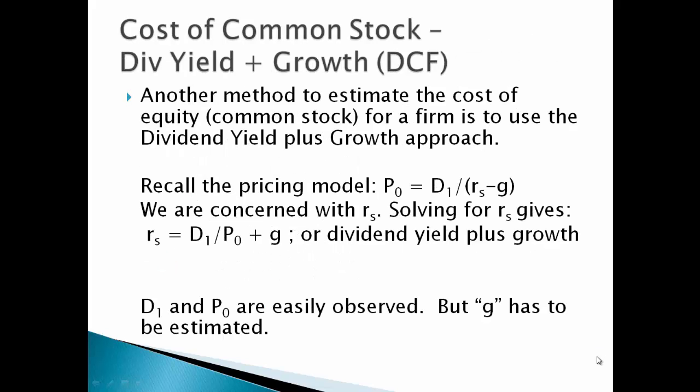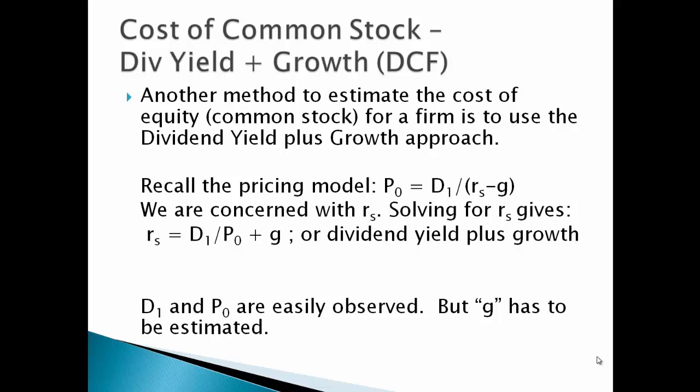There's also the dividend yield plus growth method, or it's also called the discounted cash flow method. And there we're going to simply take the dividend yield for a stock plus the estimated growth rate for the firm, put those two together, and that'll be our estimate for the required rate of return.